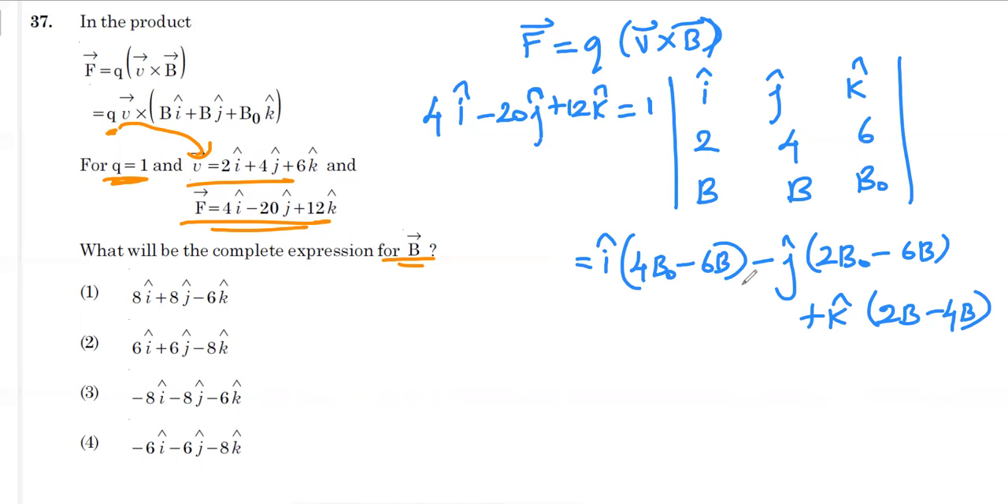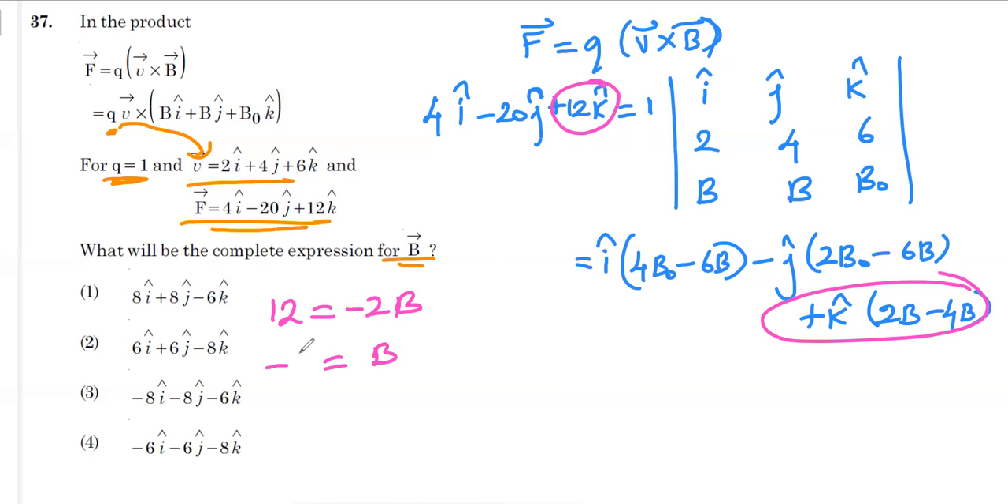So what comes on adding? You cannot add these two, B naught and B, they do not mix. But the k term is going to be easy. This term and this term must be equal, so the i term must match, the j term must match, the k term must match. The k term is easy to match. So 12 k cap is equal to 2B minus 4B, which is minus 2B. So B comes to minus 6.